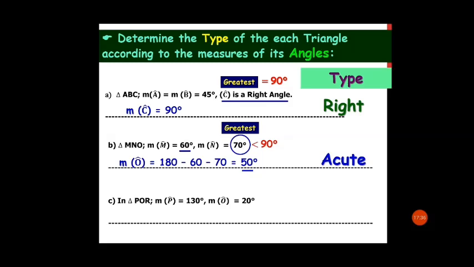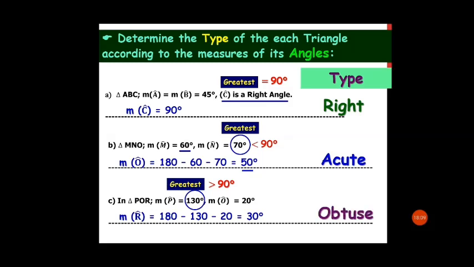The triangle POR, the measurement of angle P equals 130 degrees, and the measurement of angle O equals 20. I also here don't have the third angle, so I should bring the third angle first before deciding the type of the triangle. So measurement of angle R equals 180 minus 130 minus 20 equals 30 degrees. What's the greatest angle here? The greatest is 130. I will compare it to the 90, so it's greater than 90 degrees, so it's obtuse angled triangle.